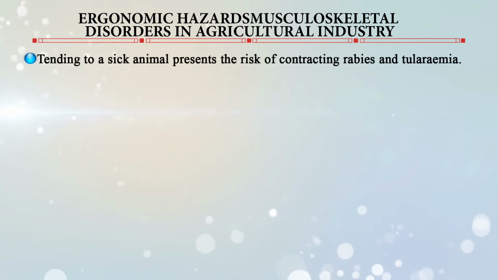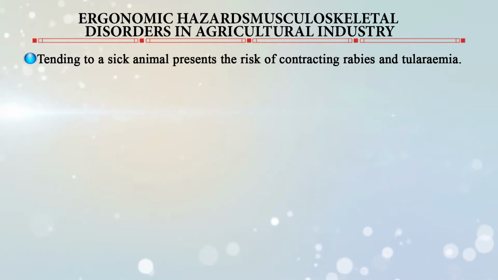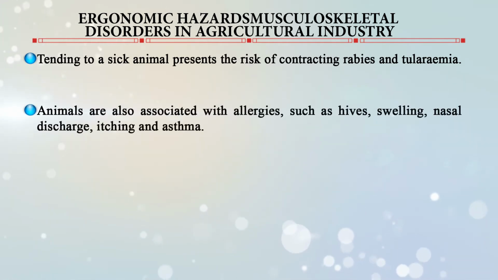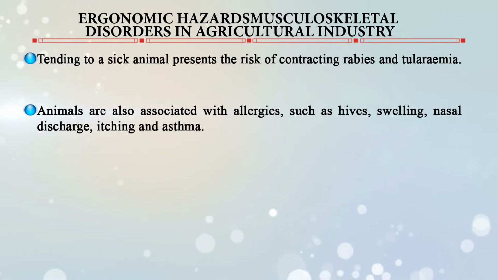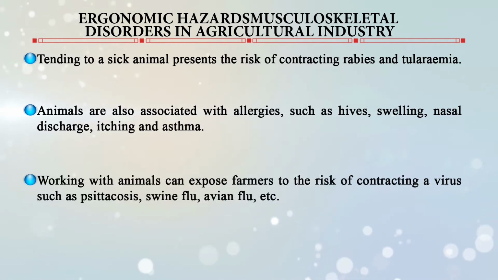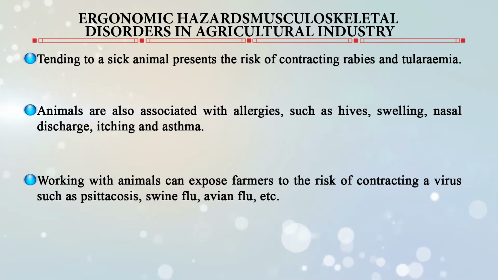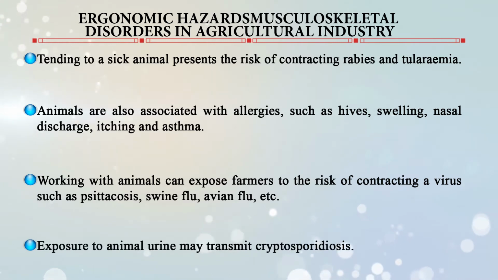Another important factor is tending to a sick animal. This also presents the risk of contracting rabies as well as tularemia. So animals are associated with allergies such as hives, swelling, nasal discharge, itching and also asthma. Working with these animals can expose the farmers to the risk of contracting flu virus, for example psittacosis, swine flu, avian flu and so on. So exposure to even animal urine can also transmit cryptosporidiosis. So these are certain other biological hazards that are faced by the farmers and the farm workers in the agricultural and the allied sectors.